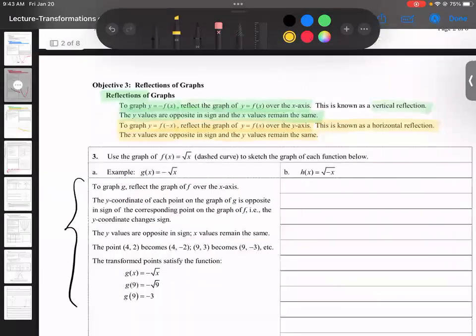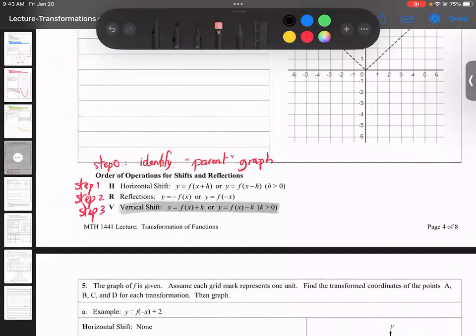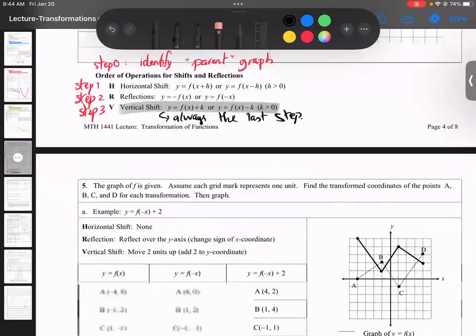Vertical shifting. Do you have any questions before I move on? Yeah, almost there. All right, let's take a look at this one.